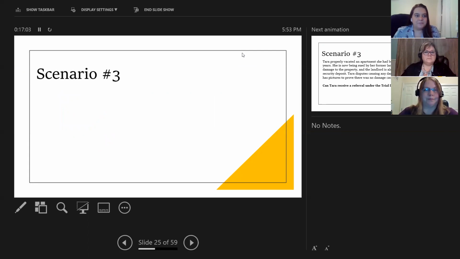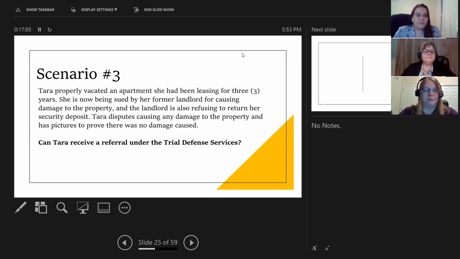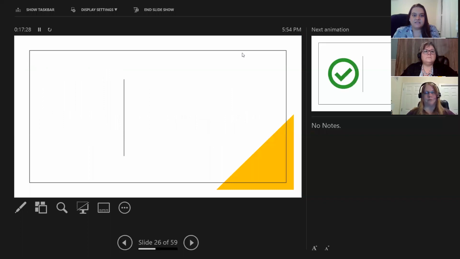Scenario number 3. Tara properly vacated an apartment she has been leasing for 3 years. She is now being sued by her former landlord for causing damage to the property, and the landlord is also refusing to return her security deposit. Tara disputes causing any damages to the property, and has pictures to prove that there was no damage caused. Can Tara receive a referral under the trial defense services?